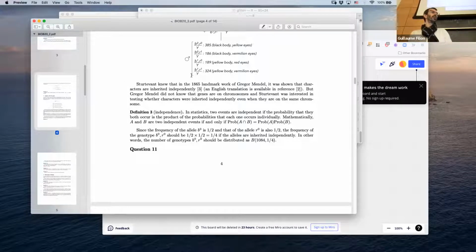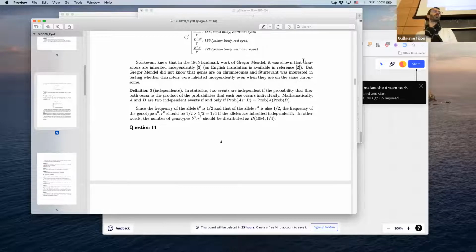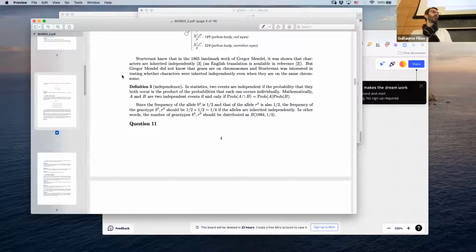Sturtevant knew that in the 1865 landmark work of Gregor Mendel, it was shown that characters are inherited independently. An English translation is available in the references, for those who are interested. It's actually a very interesting piece of work, though a little hard to read. But Gregor Mendel did not know that genes are on chromosomes. This did not exist at the time of Mendel. And Sturtevant was interested in testing whether characters were inherited independently, even when they were on the same chromosome.